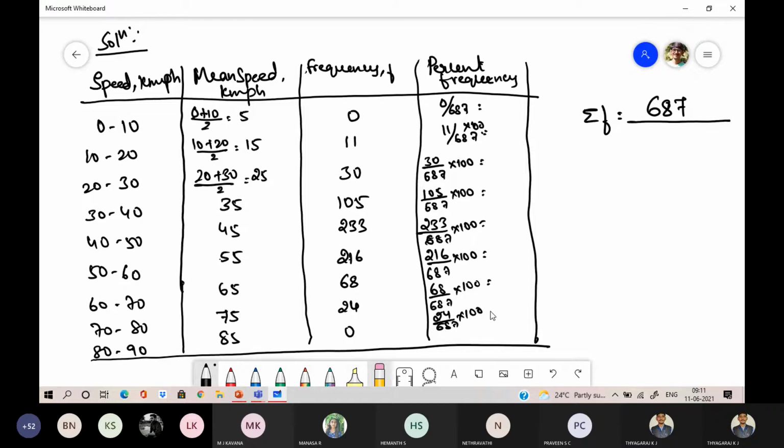The first reading is 0 and the last reading is 0. 11 by 687 into 100, how much are you going to get? 1.6. 30 by 687, 4.36, 4.4. Then 105 by 687, 15.3. Then 233 by 687.